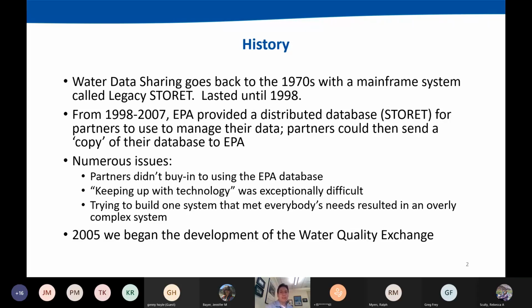First of all, water data sharing goes way back within EPA. It goes back to the 70s. There was a mainframe system, which we currently call Legacy STORET. I don't think they called it Legacy STORET then, they just called it STORET. But it was around for quite a while. It was a pretty common way for people to publish their data. It lasted until 1998.